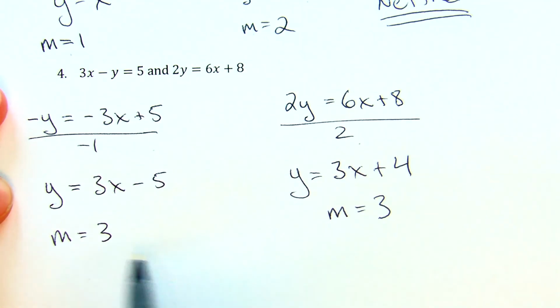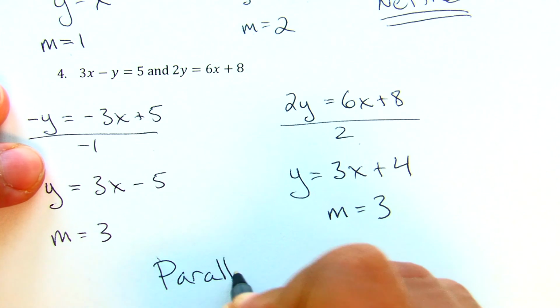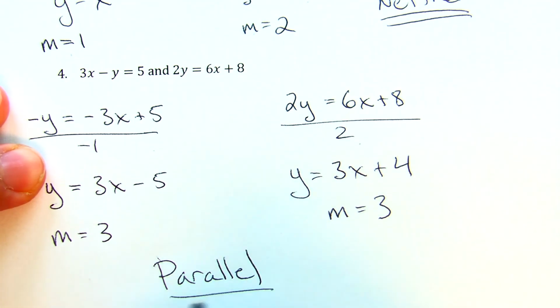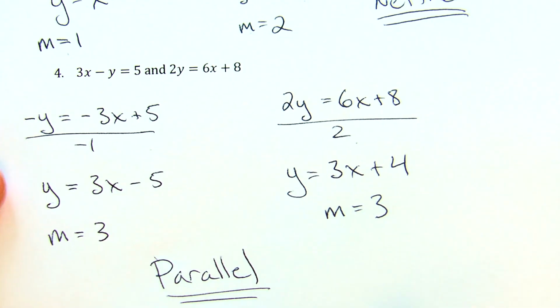Okay, so now look at these. These are the same slope. Same slope means parallel lines. Parallel means they don't cross. Why don't they cross? Because they're going in the same direction, and the direction of the line is the slope. So same slope equals parallel, and these lines are parallel.